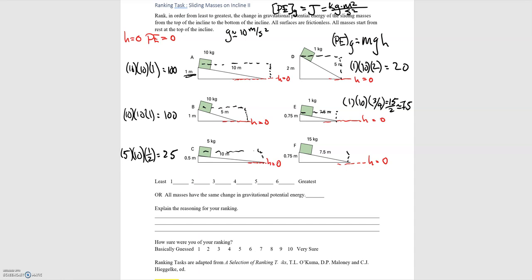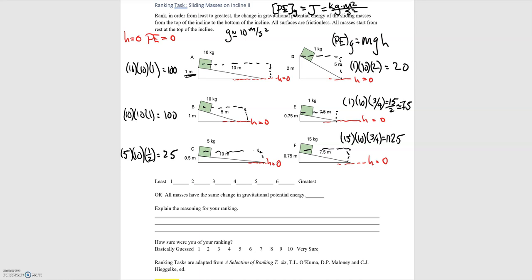And then rounding off for F, we have 15 kilograms times 10 meters per second squared times 0.75 meters again, which is 3/4. And that comes out to 112.5.